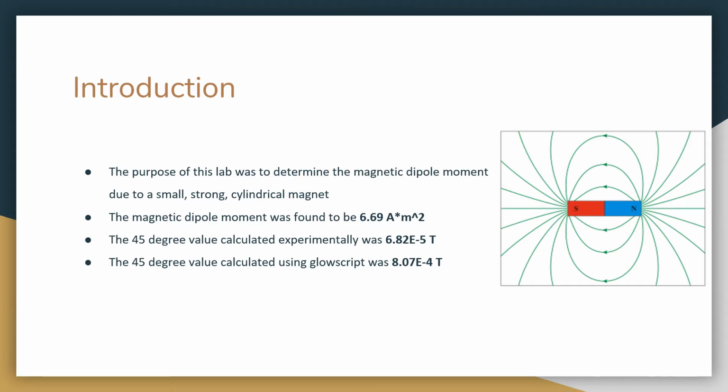Knowing these two values, I created a program in VPython to calculate the expected value given the same magnetic dipole moment and same distance r. The 45-degree value that I calculated using GlowScript was 8.07 times 10 to the negative fourth Teslas, which is a lot bigger than the value that I calculated experimentally.